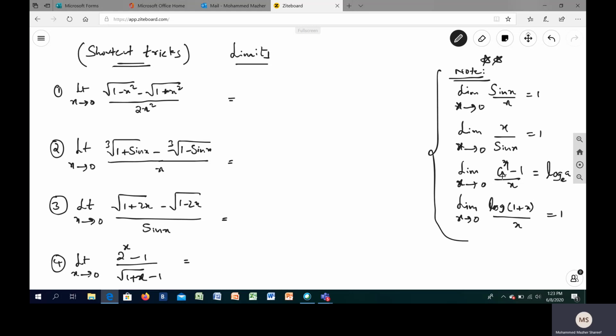Limit x tends to 0 of a raised to x minus 1 by x is log a, and limit x tends to 0 of log of 1 plus x by x is equal to 1. You are going to apply this while solving your questions. It is most appropriate in entrance examinations, especially for MCQs, where you can quickly solve the question without the rationalization which students normally do in the written part. Without doing that, you can quickly tell the answers with this clue.